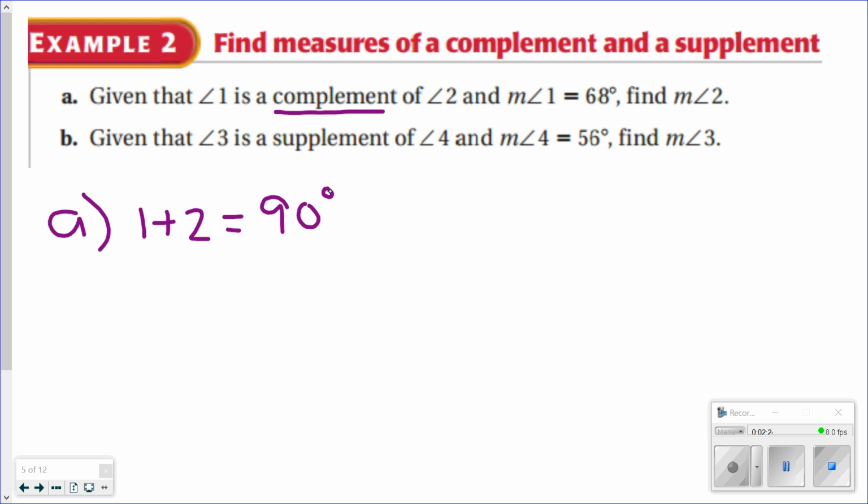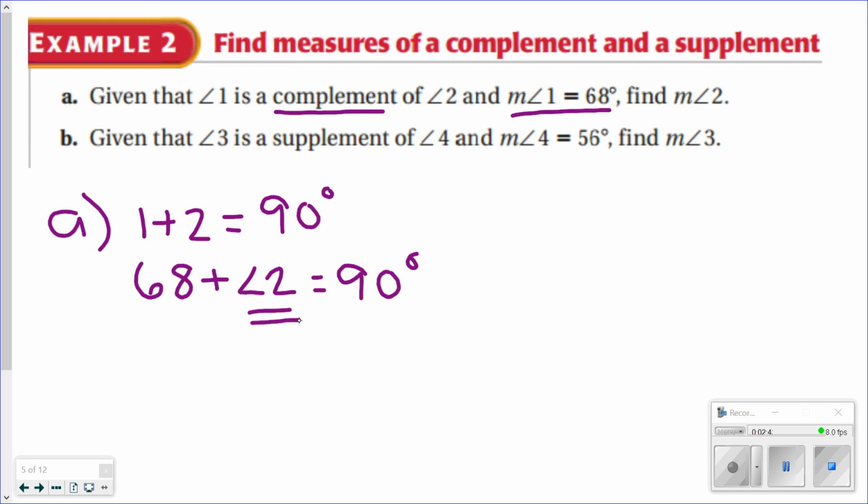All right, it also tells us here that the measure of angle 1 is 68. So we know 68 plus, and I'm going to put this as angle 2, is equal to 90 degrees. So I still need to figure out what is the measure of angle 2, and I do that by subtracting 68 from each side. And so the measure of angle 2 then is equal to 22 degrees.